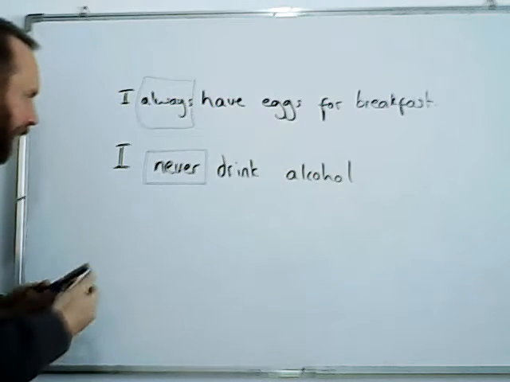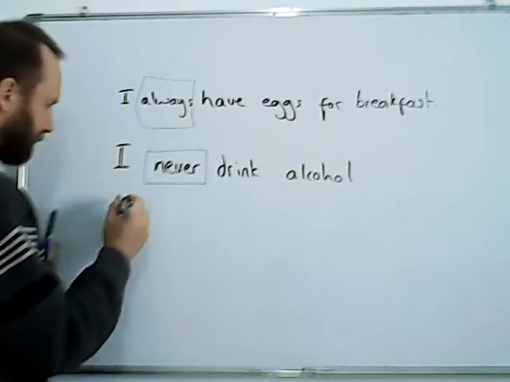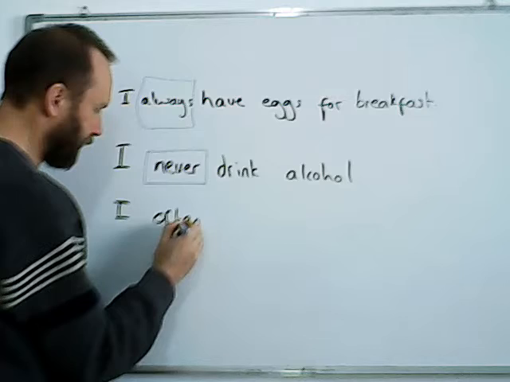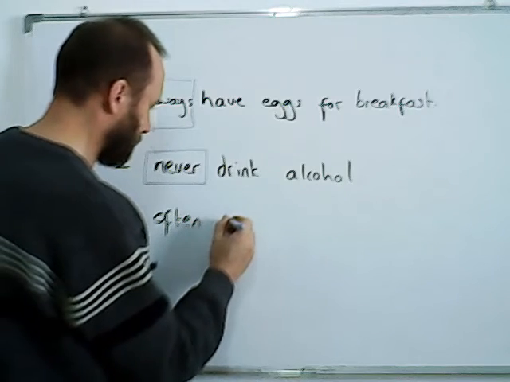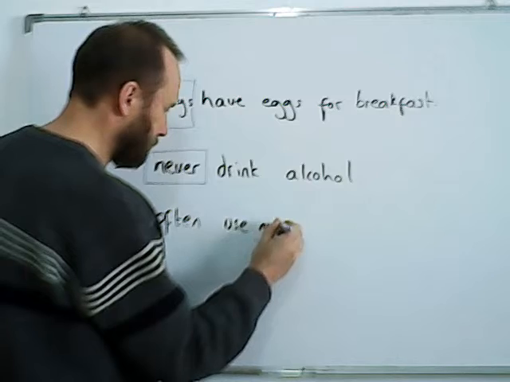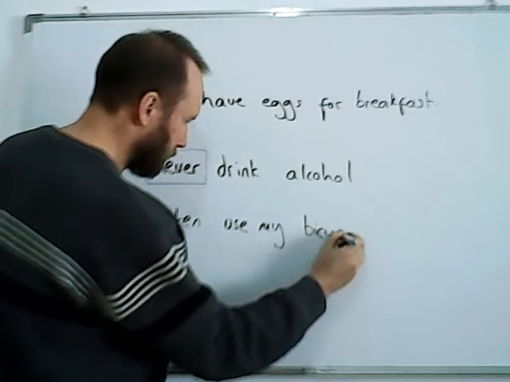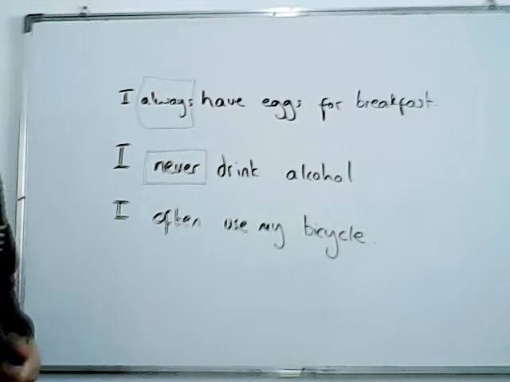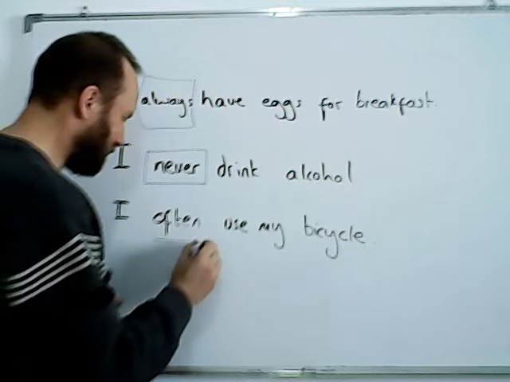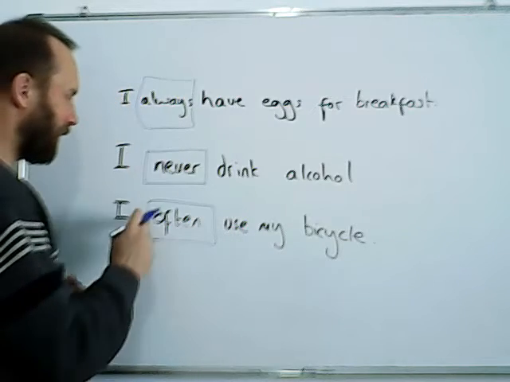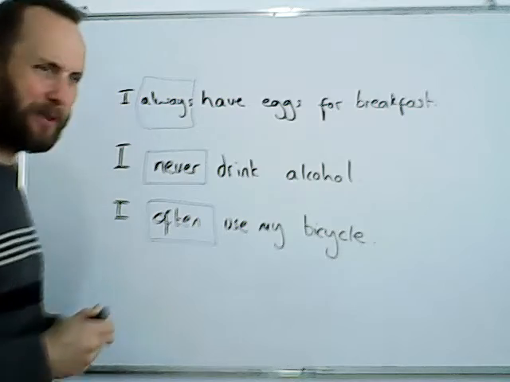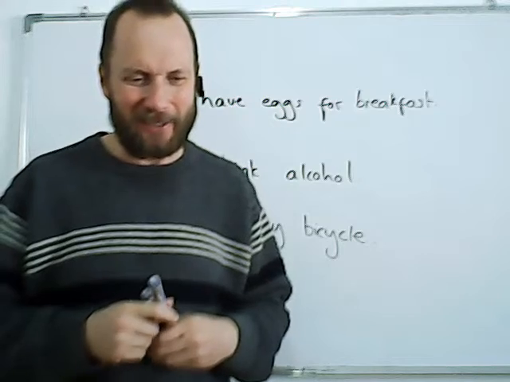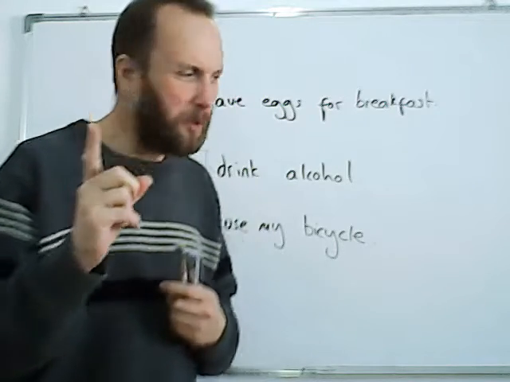Okay, I often use my bicycle. Often is something that we do. It's not something that we always do. It's definitely not something that we never do. It's something we do. It's often. Yeah. Okay. And then one more easy one.